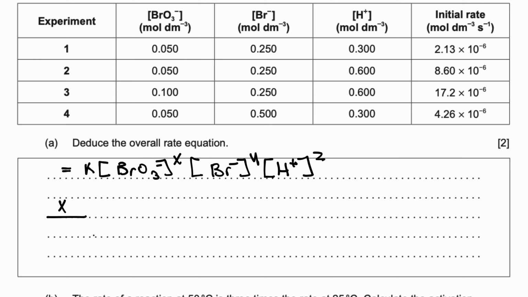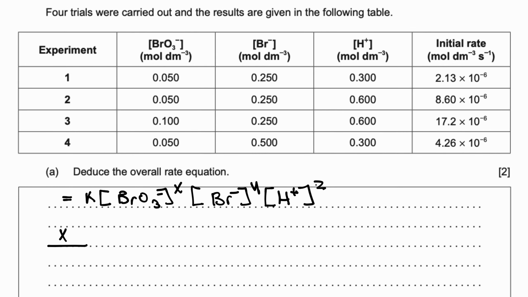So how do we find out the reaction order? Well, we need to change the concentration of the reactant for which we want to find the order while keeping the concentration of the other reactants the same. For instance, the only two concentrations for bromate are 0.5 and 1. So we have to look at the rows for 0.5 and 1 and see in which of them the Br⁻ and H⁺ concentrations remain constant.